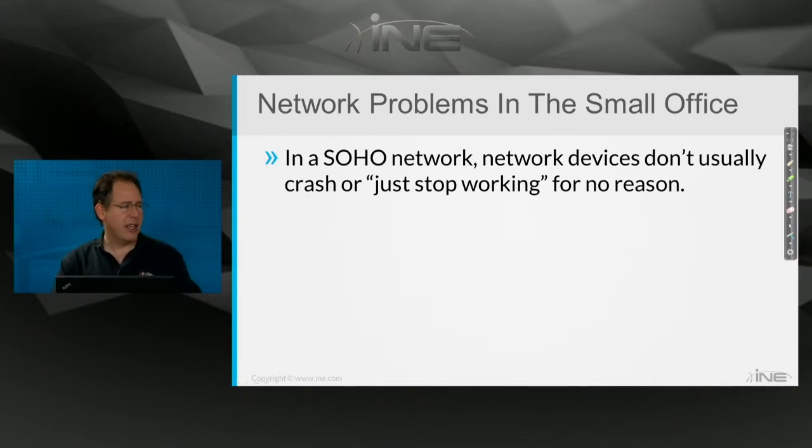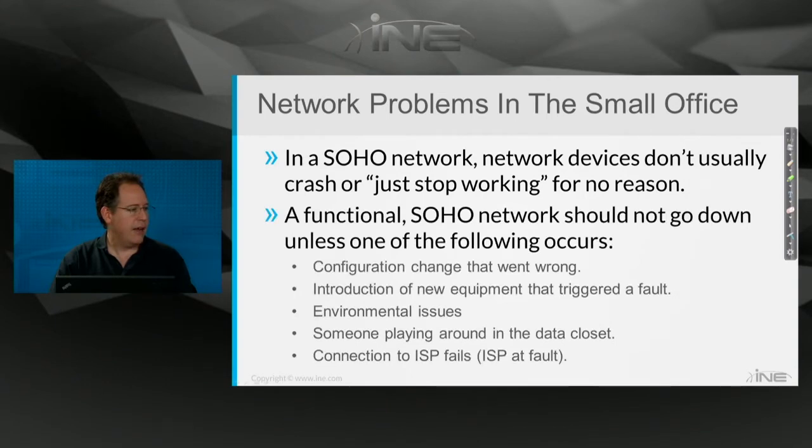Now, like it says, if you've got a small office and it's set up and everything's been working just fine and chugging along, it's kind of unlikely that just out of the blue, network connectivity is going to stop. Okay, that usually doesn't happen. Not for no reason anyway. Now, if the network does go down, it's usually because of one of these 5 bullet points right here.